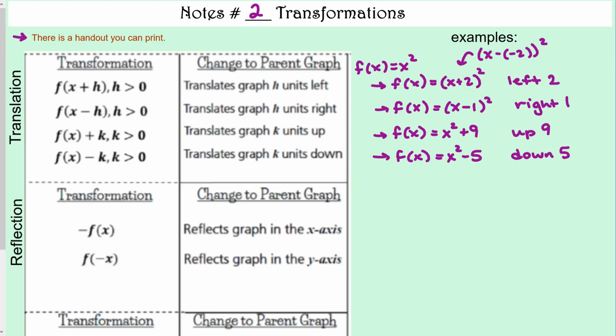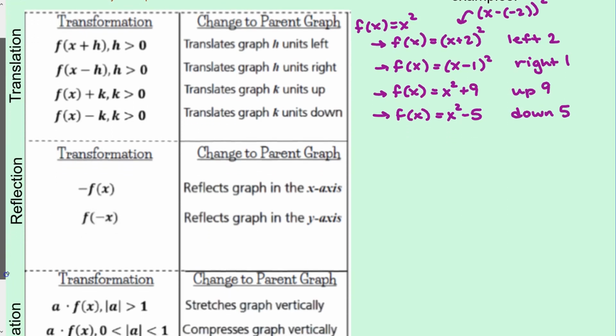In the next section, we look at reflections, and reflections occur when you multiply your function by a negative sign, or multiply it by a negative 1. So let's say once again we're starting with f of x equals x squared, and if we change it to f of x equals the opposite of x squared, what that's going to do is take all the values and multiply them by negative 1, and so that's going to reflect the graph in the x-axis. It's going to flip the whole thing upside down.